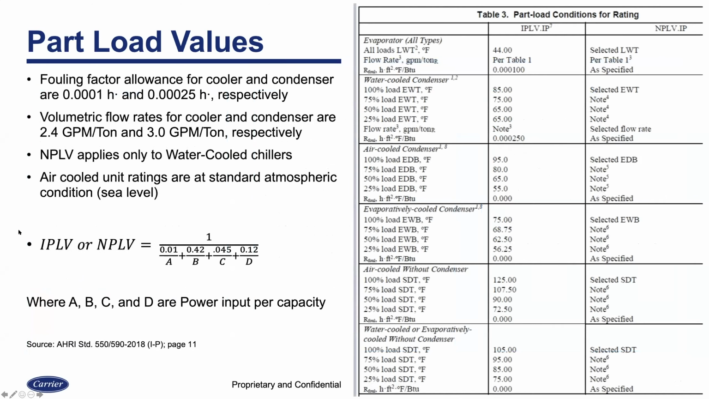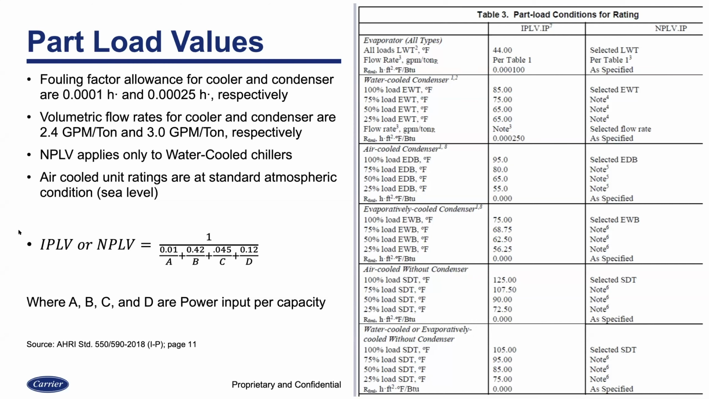Okay, moving on to part load values. Notice in this table that rating conditions for both IPLV and NPLV are indicated. From left to right, the first column indicates the specific conditions for each product or chiller type. The leaving chilled water temperature, which is the first block in the middle column, is 44 degrees, and it is constant for all types of chillers if we are calculating the IPLV.